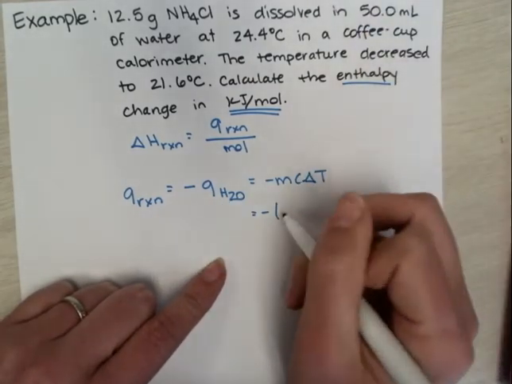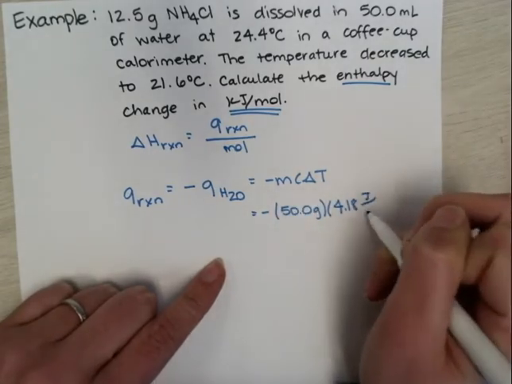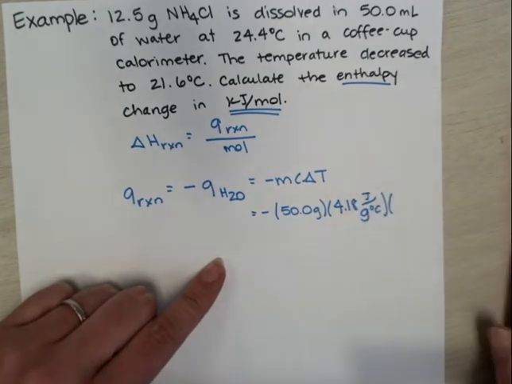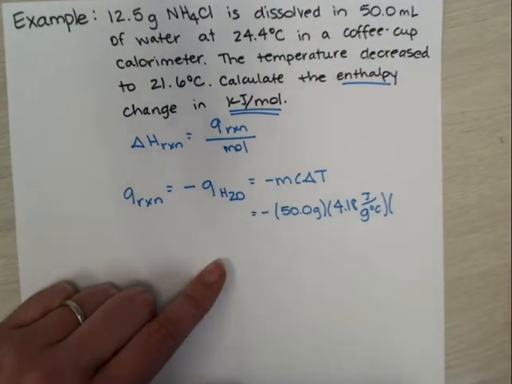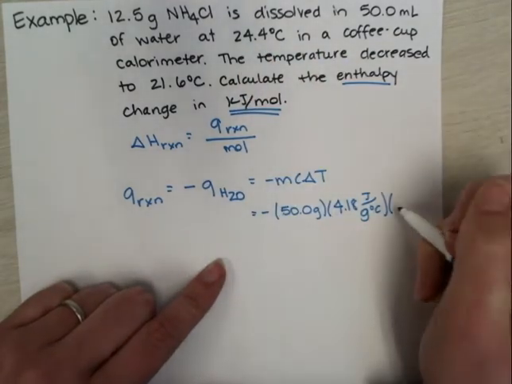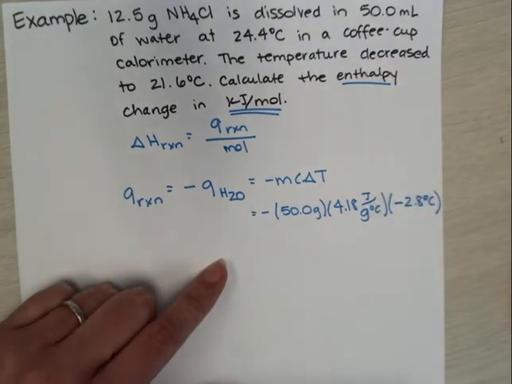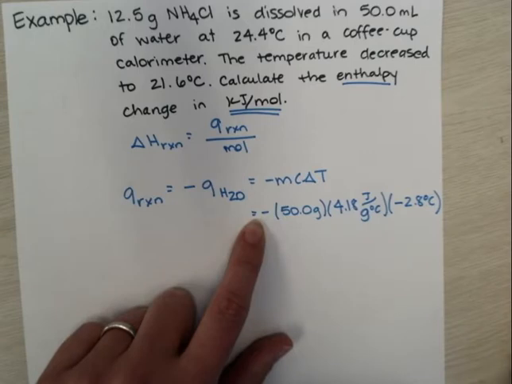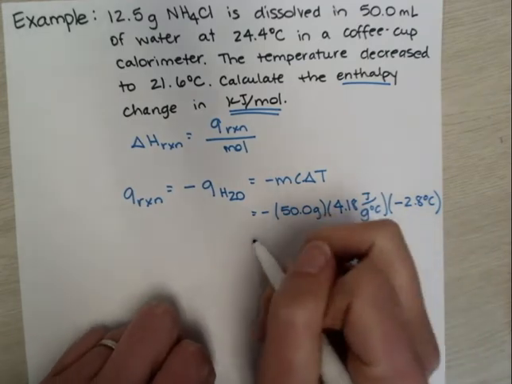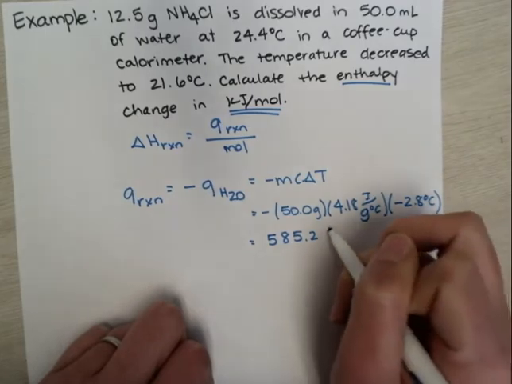I know that the Q of water is going to equal its mcΔT. Again, 50 milliliters is the same as 50 grams of water. And my change in temperature this time, final minus initial, 21.6 minus 24.4, is a negative 2.8 degrees Celsius. The water's temperature went down. Okay? So 50 times 4.18 times 2.8, my negatives cancel. That's going to give me 585.2 joules.